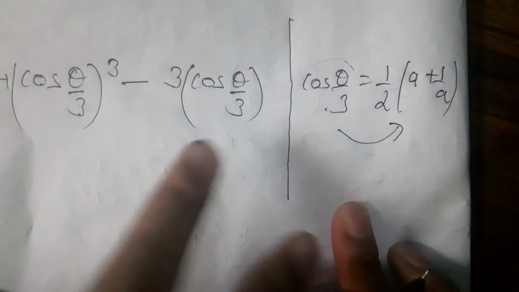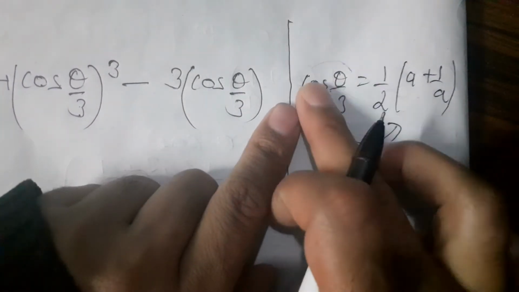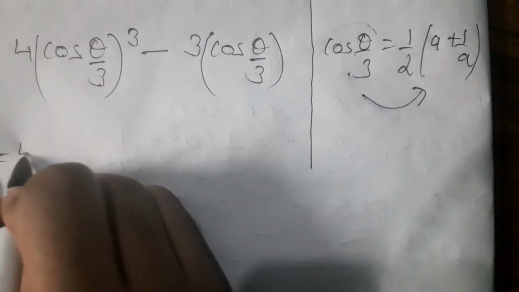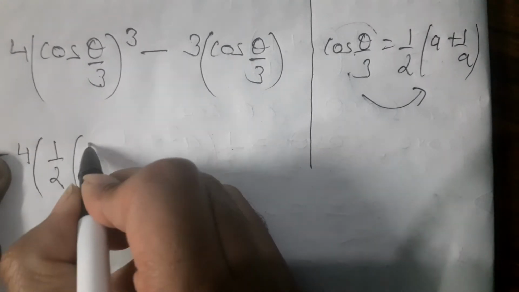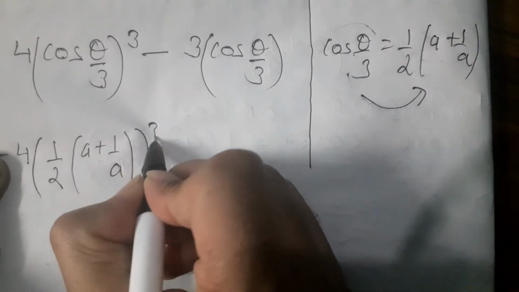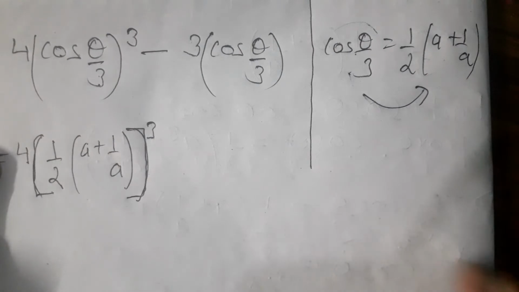So wherever in my process I see cos theta by 3, I can replace this thing with 1 by 2 a plus 1 by a. So here, 4 stays as it is, and this thing will become 1 by 2 a plus 1 by a, and whole bracket cube. I should have used another bracket here externally, that is the mathematical rule.